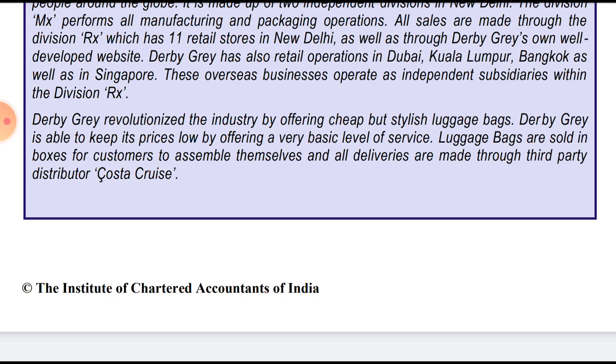So it is providing a stylish bag but with very basic level services, hence it is able to keep the price low. Luggage bags are sold in boxes for the customer to assemble themselves, and deliveries are made through a third party distributor.